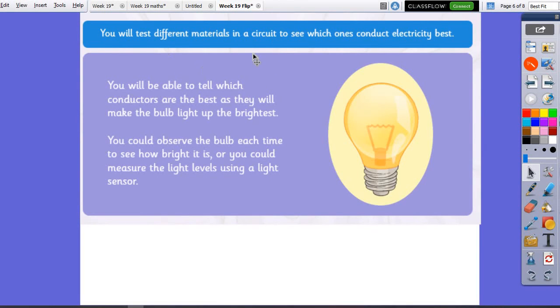So you're going to test different materials. Now this bit at home is quite tricky, so I want you to think about which materials will be the best conductors. That can be through research and seeing which is the best electrical conductor.